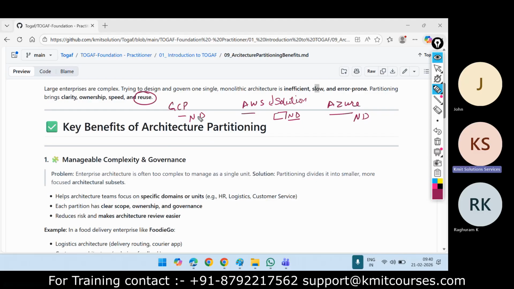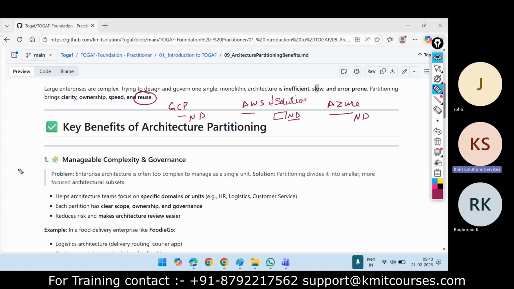Concept-wise means, for example, they want to provide the solution that your infrastructure is on the cloud. So their networking concepts, their security concepts, are almost similar. Okay, so can we reutilize this? Yes, we can reutilize this if, instead of a monolithic approach, we go with the partitioning approach.